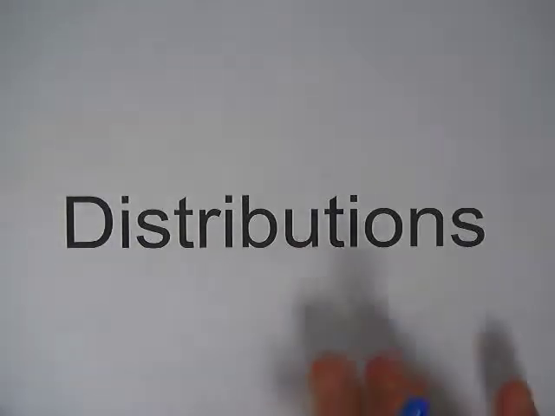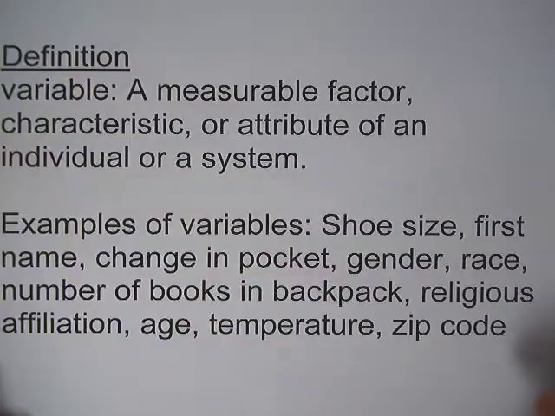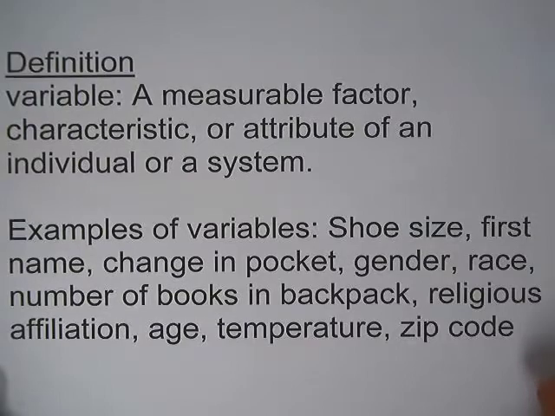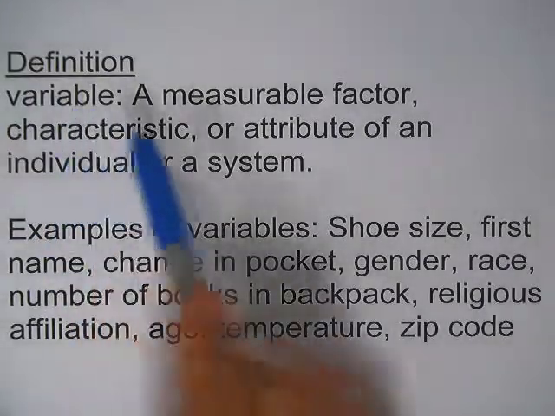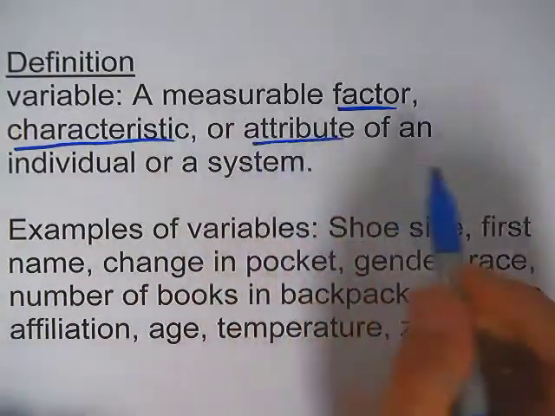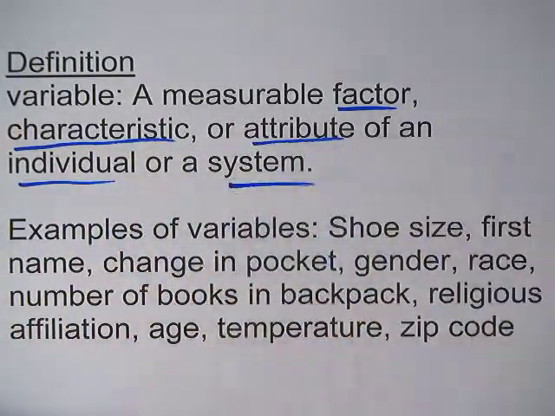Hi, this tutorial covers distributions. So before we look at what distributions are, let's make sure we have a good working definition of what a variable is. A variable is a measurable factor, characteristic, or attribute of an individual or a system.